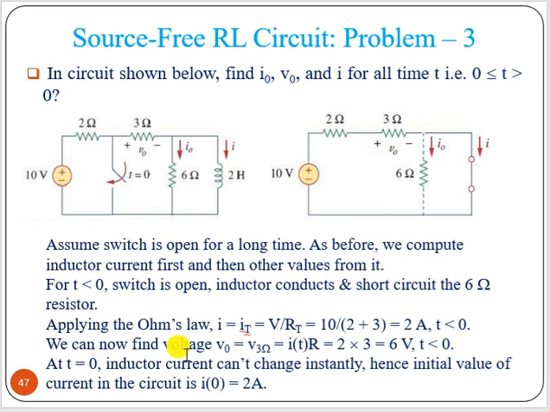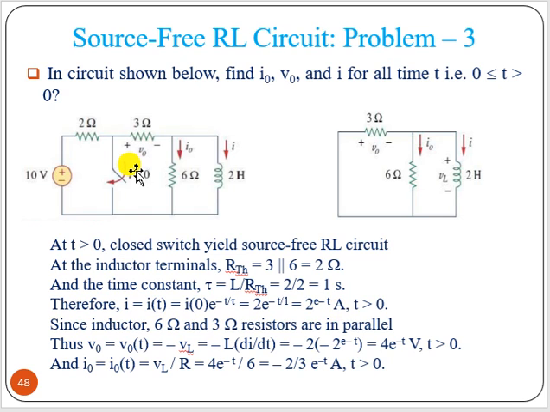Okay. Now we can find out V0 at the 3 ohm resistor, that is 3 into 2, so 6 volt, right? So at t equal to 0, inductor current can't change instantaneously, hence the initial value of current is nothing but 2 ampere. So this 2 ampere is flowing through this inductor, okay.